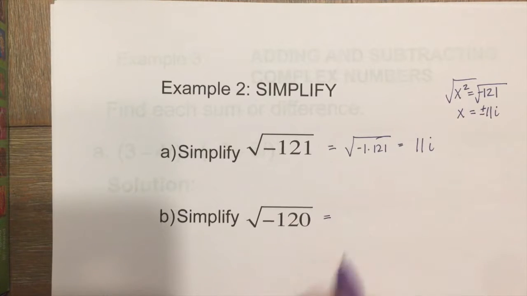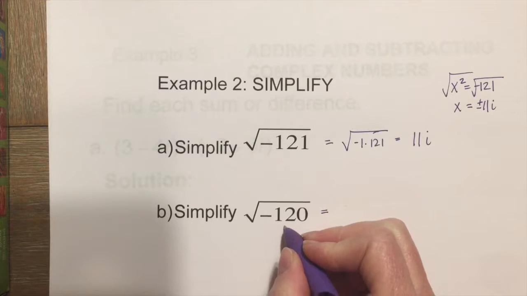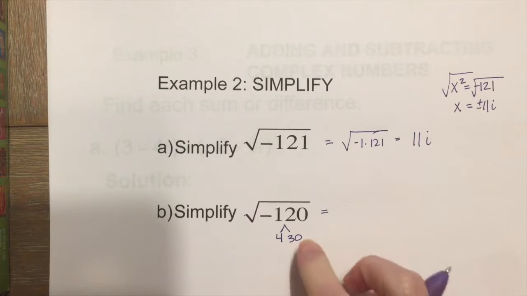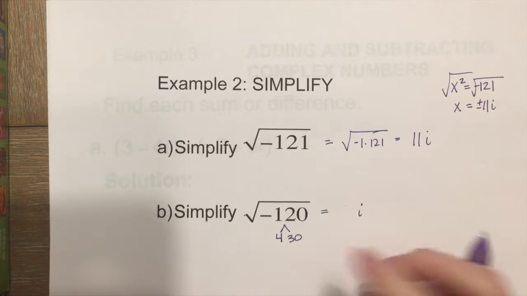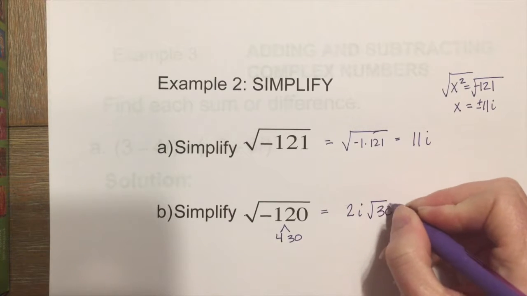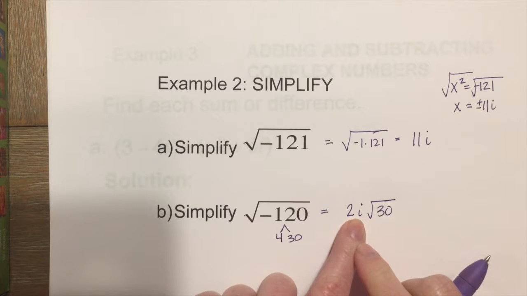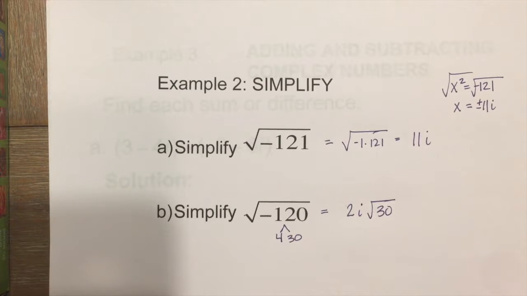Going down to this problem, 120 is always fun. 120 simplifies in lots of different ways, but the quickest way to simplify this one is if you think about it as 4 times 30. 30 is 5 times 6. There's no perfect squares there. So I can take the square root of the negative. That gives me an i. The square root of 4 is 2. And then 30 would stay underneath my radical symbol. And you would have the number in front, the i after it, and then the remainder of the square root behind. And this is how we would simplify the square root of a negative number.